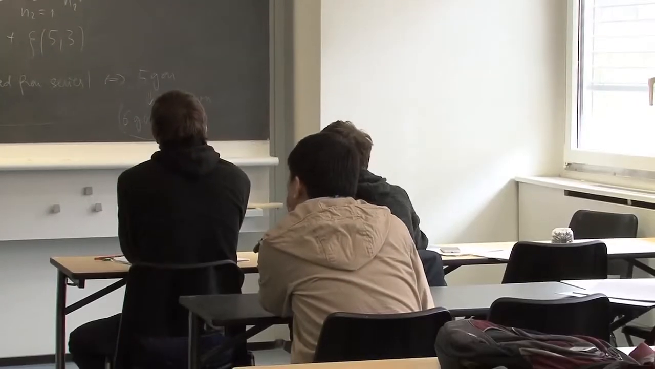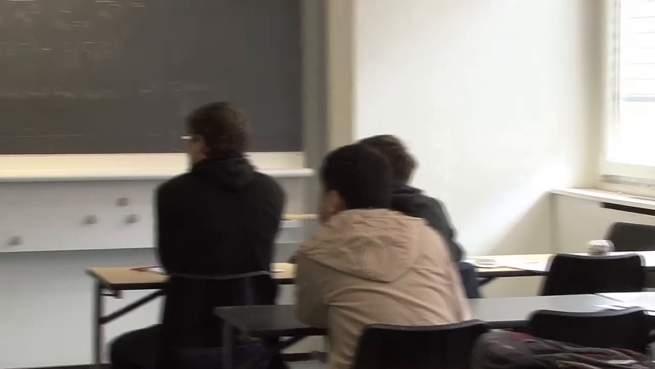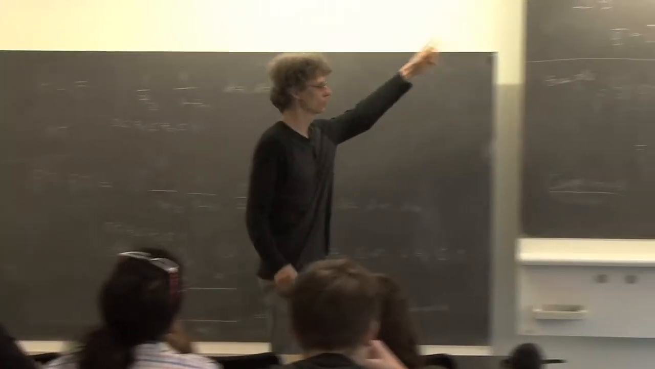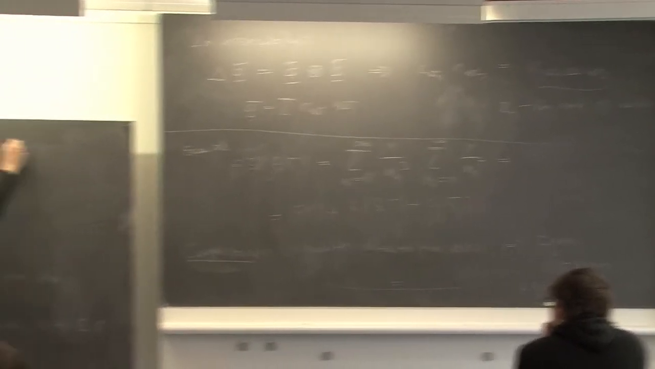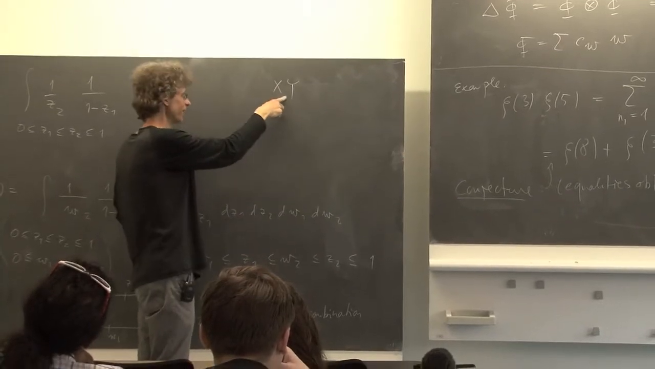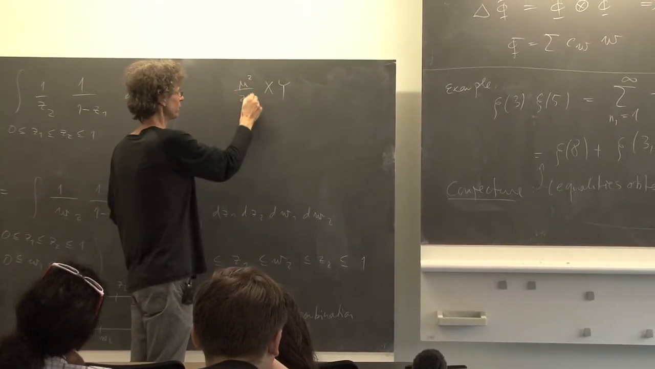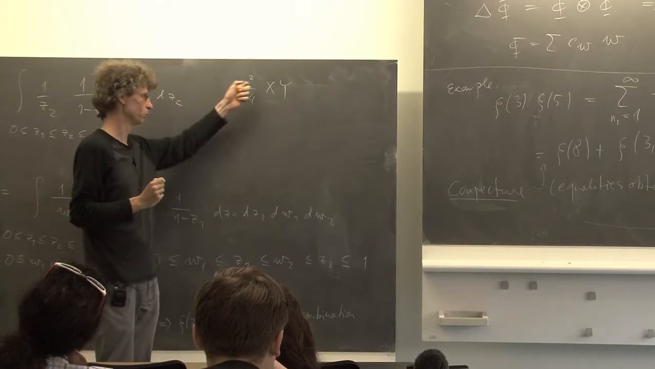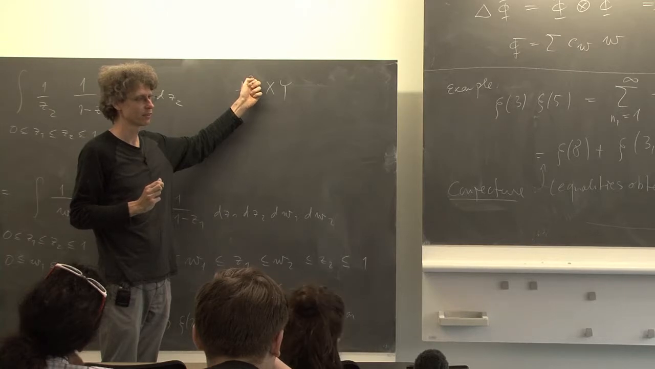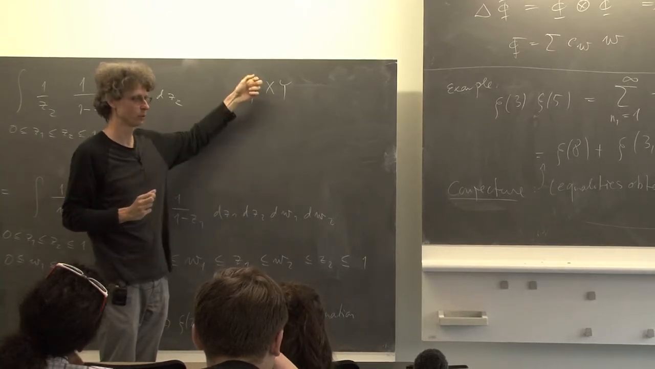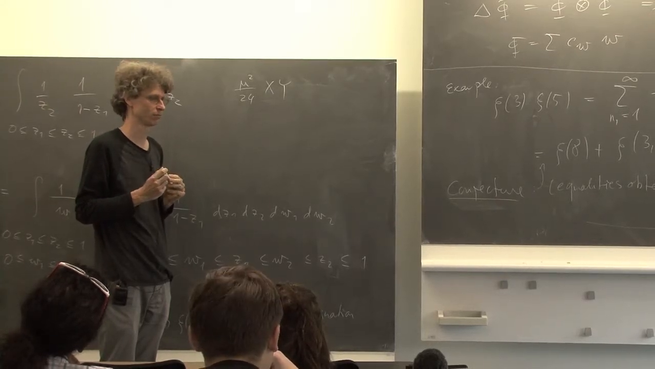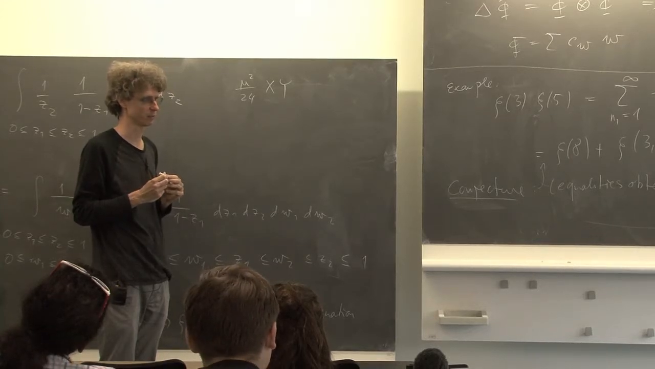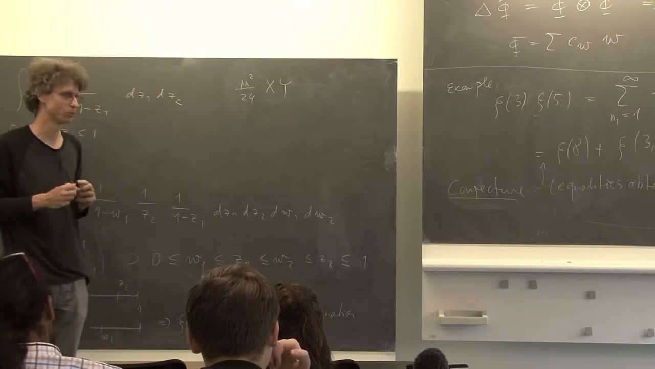What does it mean that pentagon implies hexagon in this case? The thing is that if you have this group-like thing which satisfies pentagon, and if you look at the coefficient in front of x, y, and call it mu squared divided by 24, which then mu is defined only up to a sign, then this pentagon implies hexagon with that mu. That's true, and I don't know any enlightening proof of that statement, or any reason why it should be true, but it's just true.